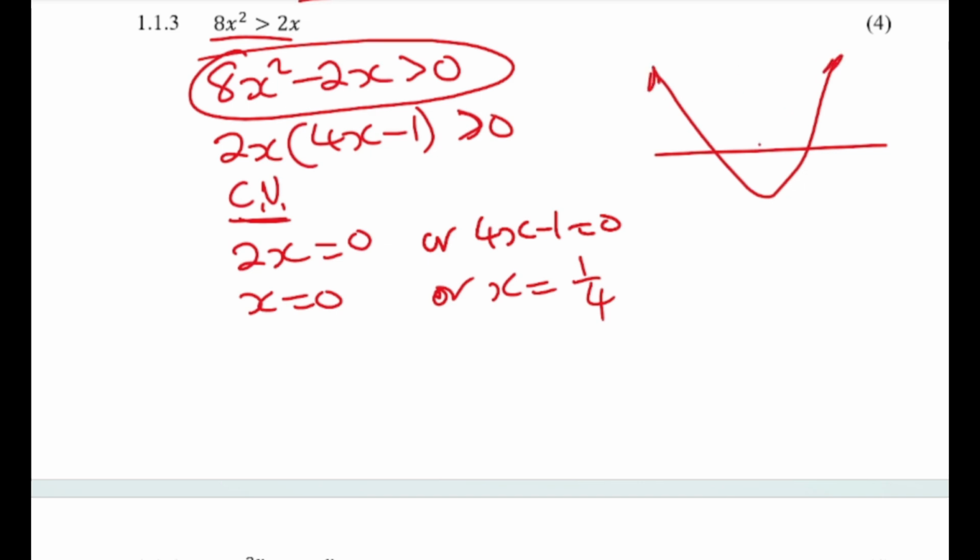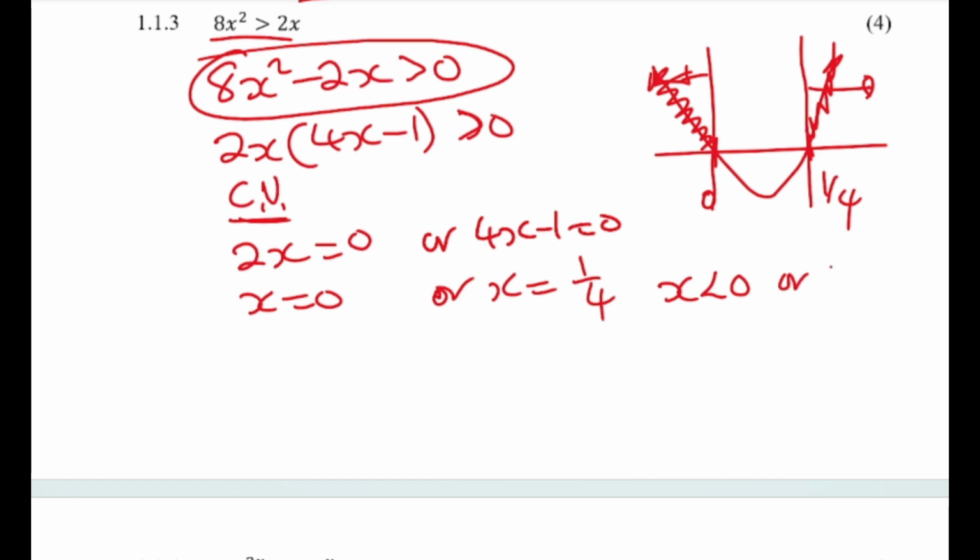So these are the critical values. We have 0 here and then 1 over 4 there. We want where the graph is greater than 0, above the x-axis. So it means from 0 going to the left and from 1 over 4 going to the right. So it means our x should be less than 0 or x greater than 1 over 4. That's the solution.